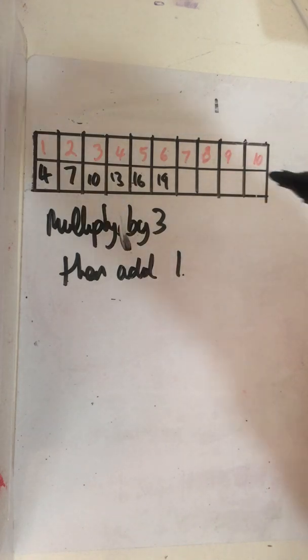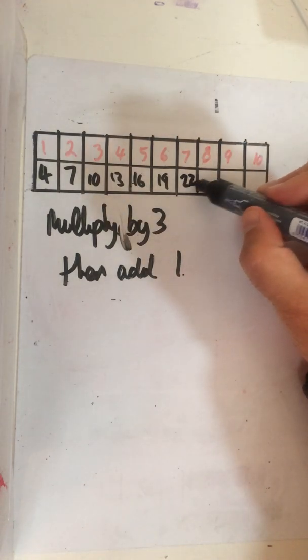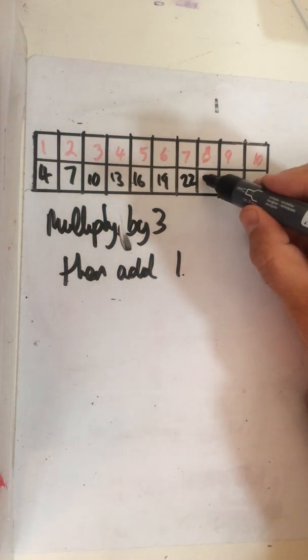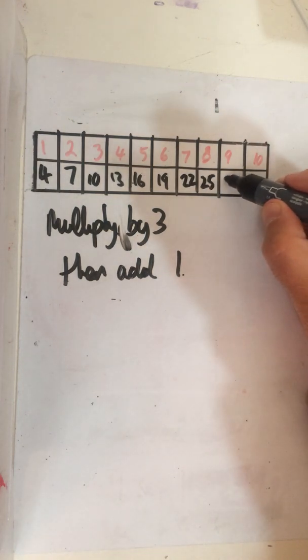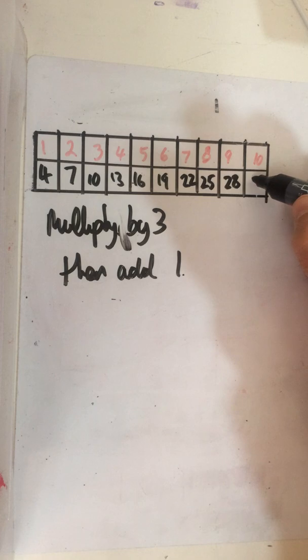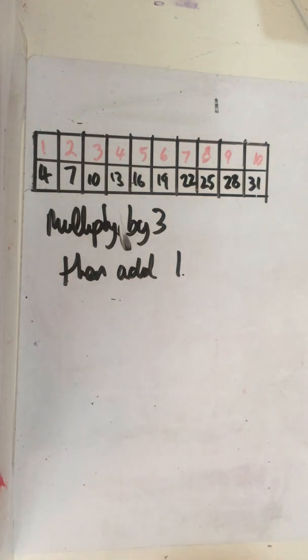7 times 3 is 21, and 1 is 22. So here we have, and we would carry that on. I think that goes up to there, and I think that would be correct. So that is how we do them.